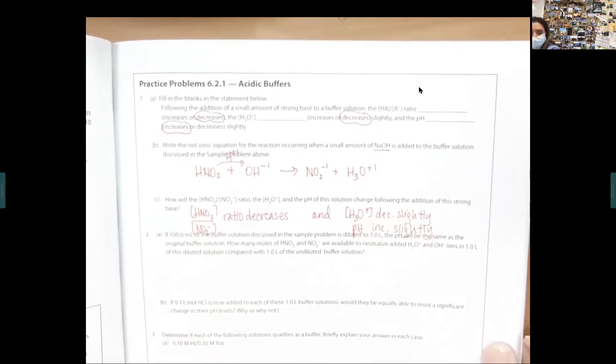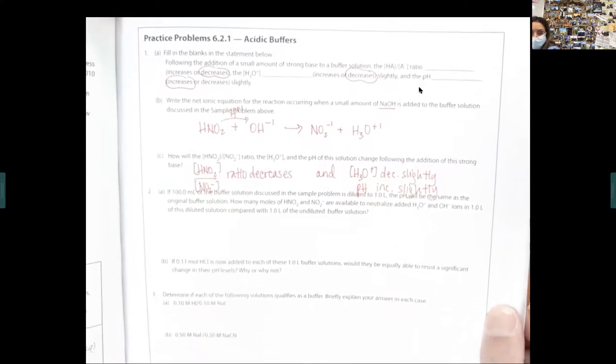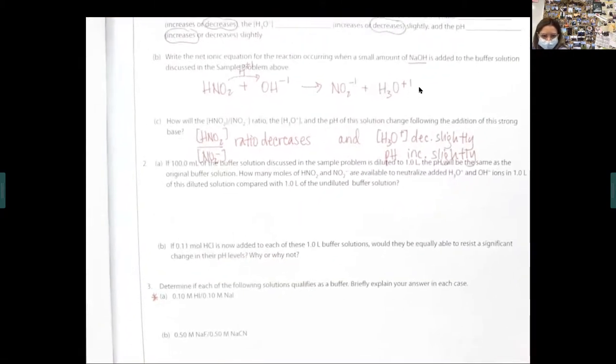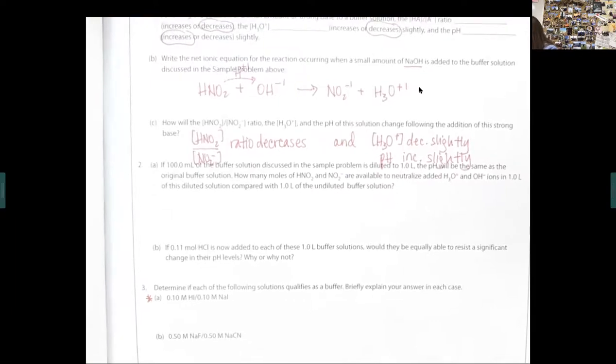And then let's take a look at question number 3. Determine if each of the following solutions qualifies as a buffer. Briefly explain your answer in each case. Let's just take a look at A. So here we've got 0.1 molar HI and 0.1 molar NaI.